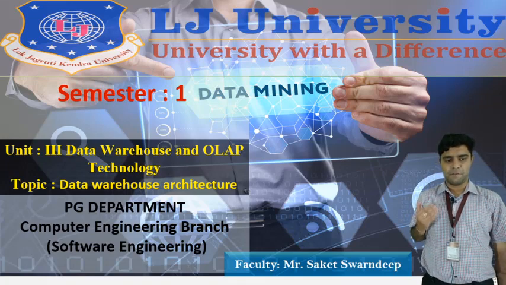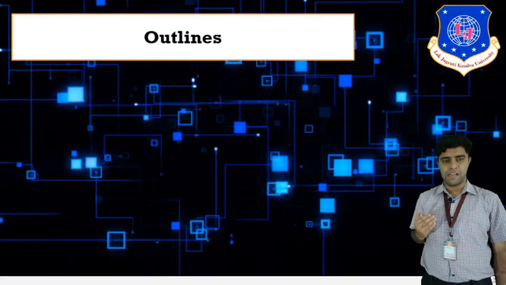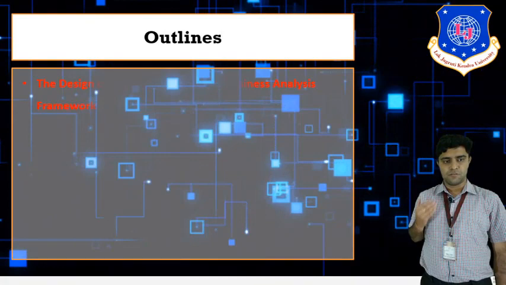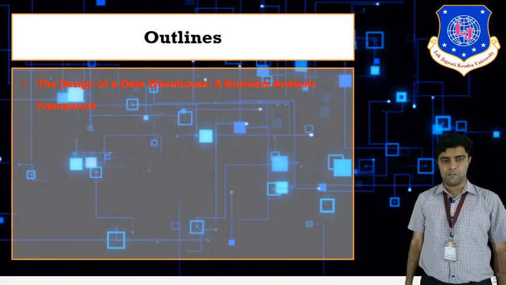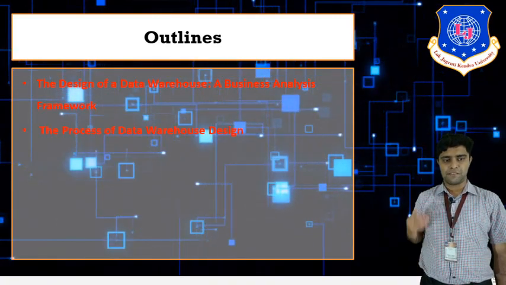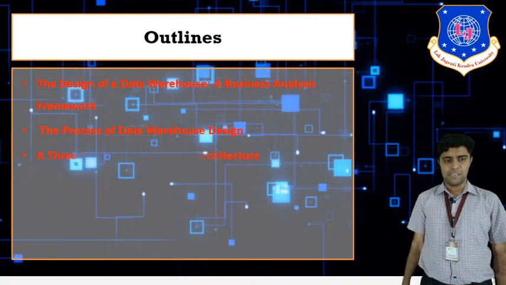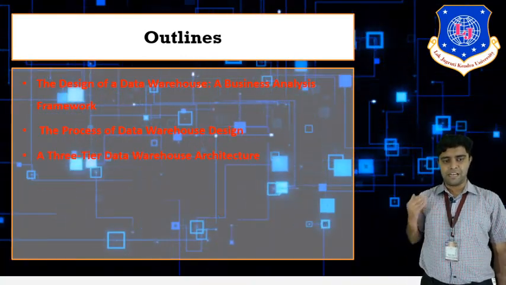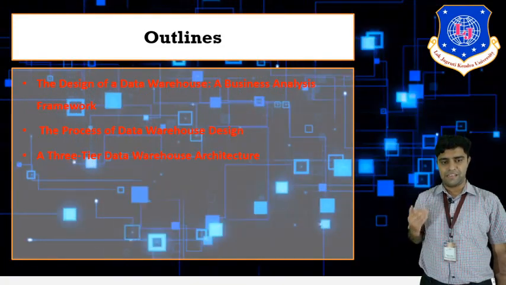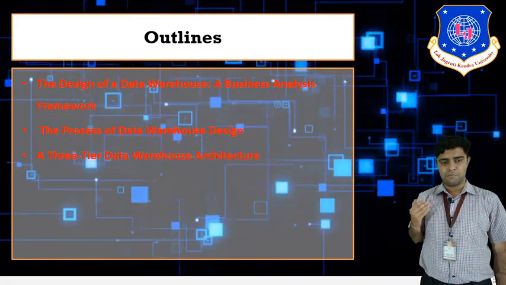Let me start with what is data warehouse architecture. In data warehouse architecture there are three layers: top layer, middle layer and bottom layer. We will see in detail in today's lecture outline: the design of data warehouse architecture, that is the business framework and analysis framework. After that we will see the process of data warehouse design, how the design will be done. After that we will see the three tier data warehouse architecture. There are three layers: top layer, middle layer and bottom layer.